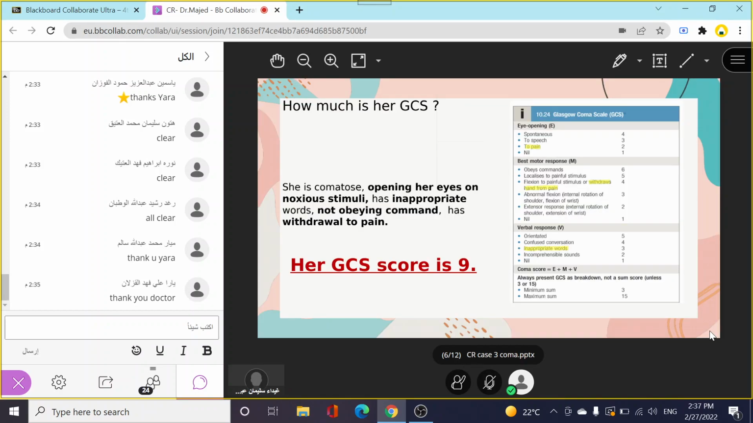Okay, so her Glasgow coma scale, as I said before, she was opening her eyes only to the noxious stimuli, so we'll give her 2. And in the motor, she withdraws her hand from the pain. She will have 4. And in the verbal response, she was saying inappropriate words, so she would take 3. So her Glasgow coma scale is 9.